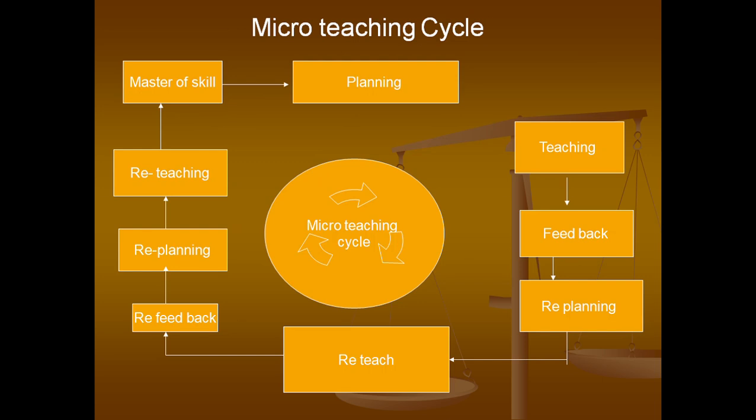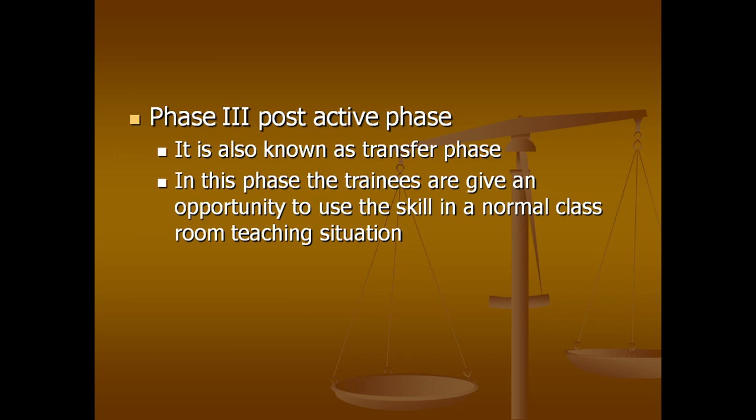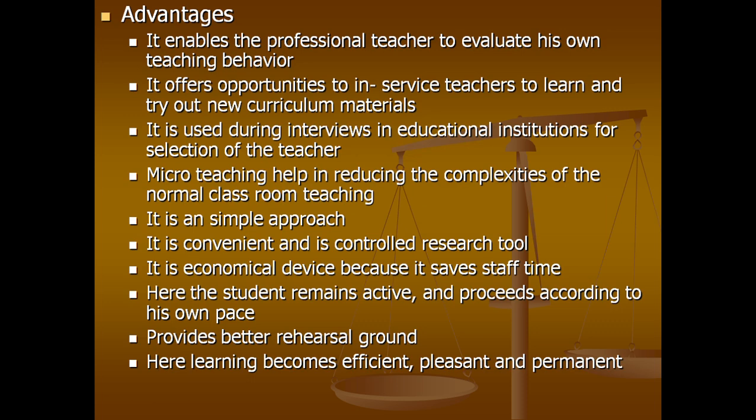So this is the micro-teaching cycle: planning, teaching, feedback, replanning, reteaching, re-feedback, replanning, reteaching, mastery of the skill. Phase 3, or post-active phase. This is also known as the transfer phase. In this phase, the trainees are given an opportunity to use the skill in a normal classroom teaching situation.